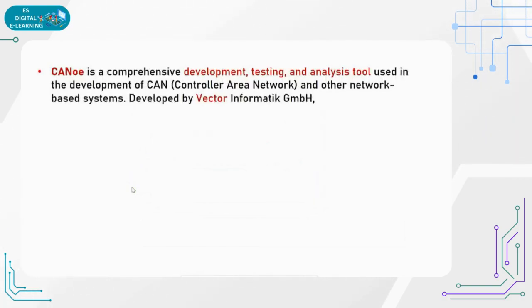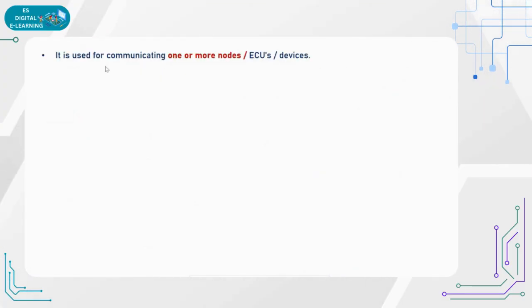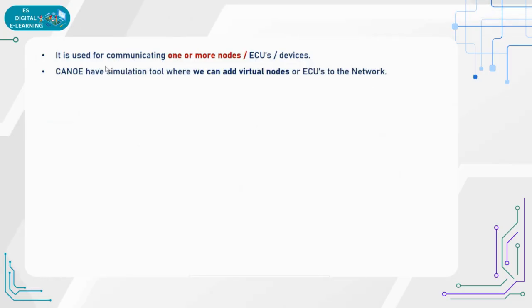So CANoe is a comprehensive development and testing tool, and while testing you are able to analyze the data graphically, including issues in the devices. CANoe has a simulation tool where we can add virtual nodes and ECUs to the network. We are able to see a simulation node. We have the bus lines and we connect all the nodes.